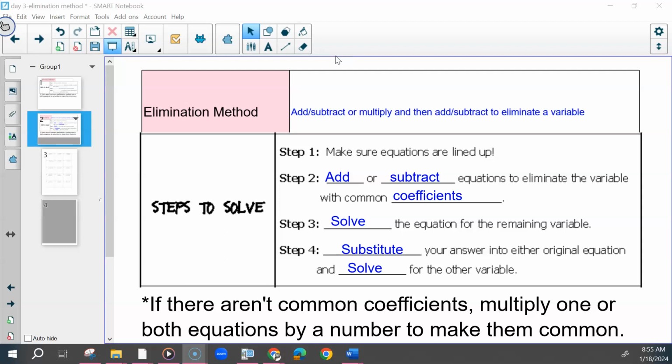So step 3 and 4 are really the same as the substitution method, but step 1 and step 2 are different. There's also another kind of step in there that pertains to the last part. If there aren't common coefficients, multiply one or both equations by a number to make them common. So we'll talk about that in a minute.